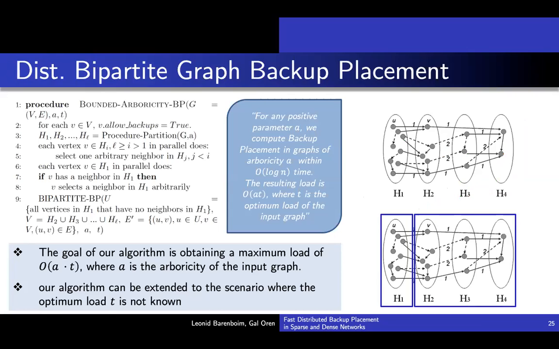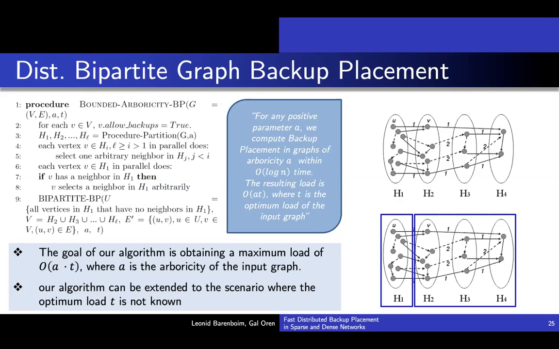For this, we use the procedure Partition algorithm by Barenboim and Elkin. The entire algorithm is quite complicated, so we will focus on our needs from it. You can see its actions on the top diagram. In general, the algorithm receives as input a graph G with arboricity A and partitions it into L equals O(log n) sets, H1 to HL, with time complexity of O(log n).